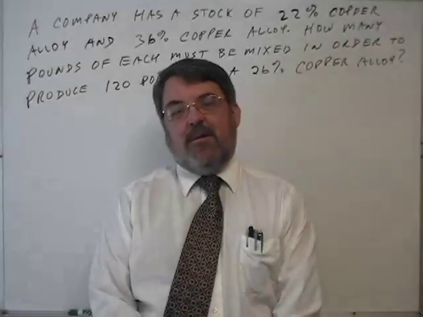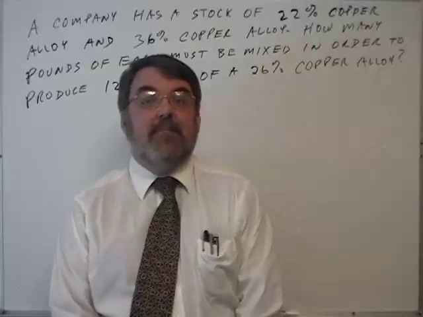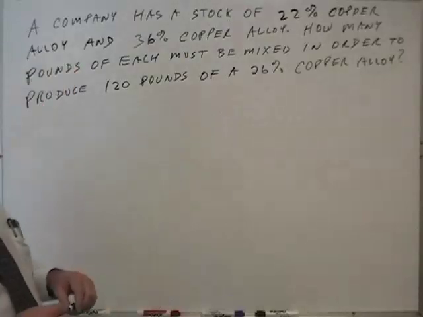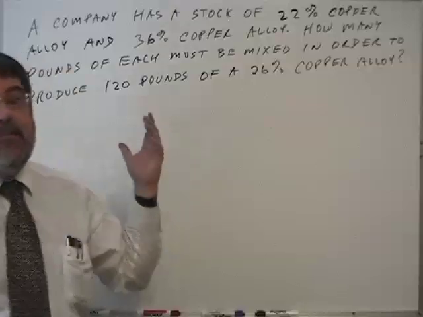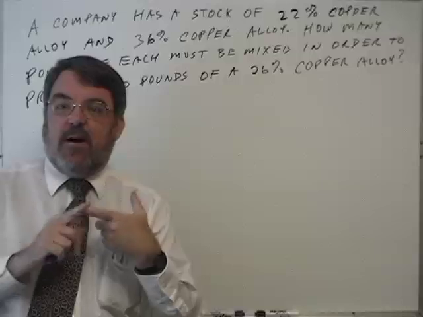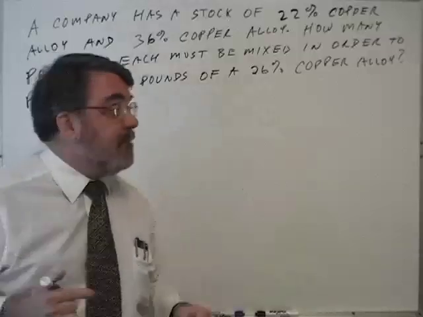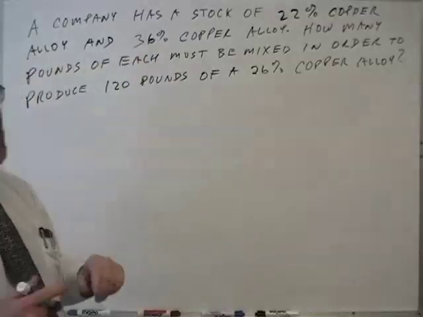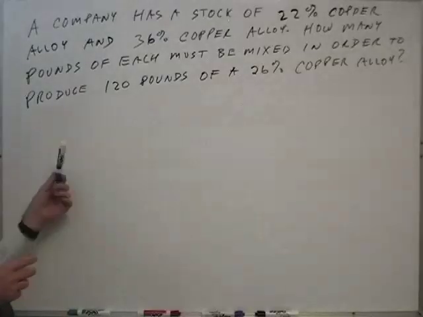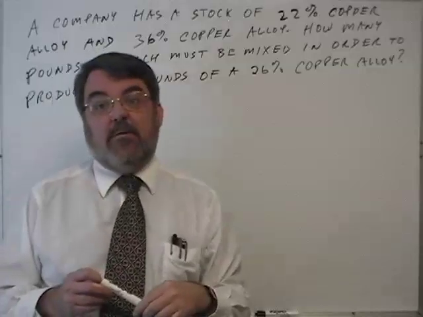Unlike a lot of mixture problems in algebra books, here's one that really does look pretty realistic. Let me read it to you, make sure you can read my handwriting. A company has a stock of 22% copper alloy. That means 22% of this material is copper, and the other 78% is something else. And it also has 36% copper alloy. How many pounds of each must be mixed in order to produce 120 pounds of a 26% copper alloy?